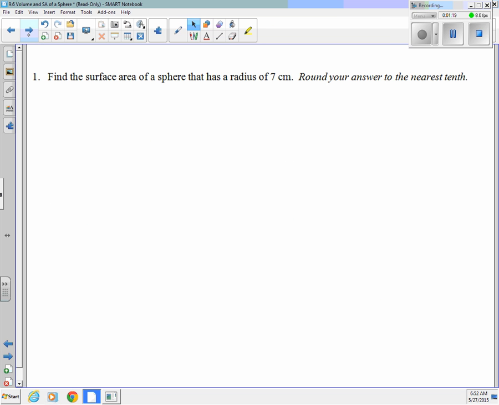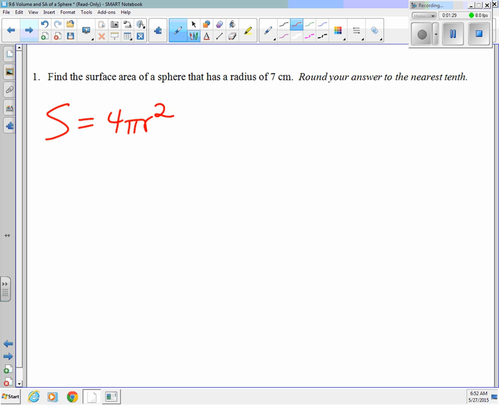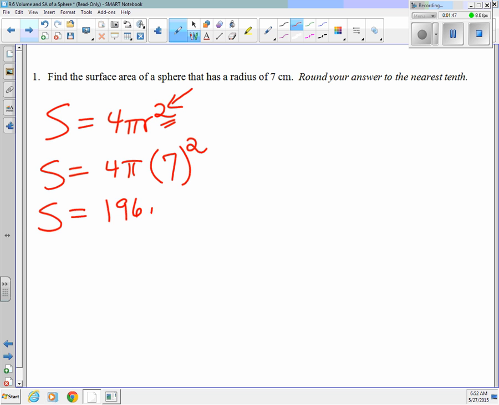Okay, so let's do a few of these problems. One is very easy. I'd like to find the surface area of a sphere that has a radius of 7. My surface area formula is 4 pi r squared. Again, area is squared units. That's how you can distinguish this from the volume. So my surface area would be 4 pi times the 7 squared. 7 squared is 49. 49 times 4 is 196. So I get 196 pi.